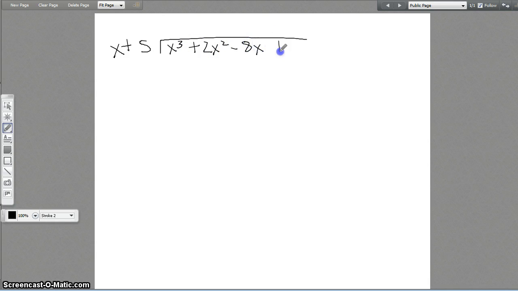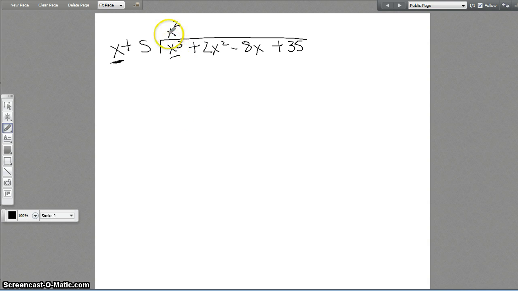8x plus 35. And so we look at this very much like the way that we do long division with numbers. So we're going to take our x and we're going to see how many times can that go into x cubed, or basically what do we have to multiply x by to get x cubed? Well, x times x squared will give us x cubed.